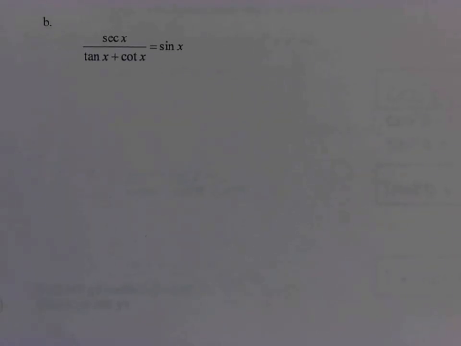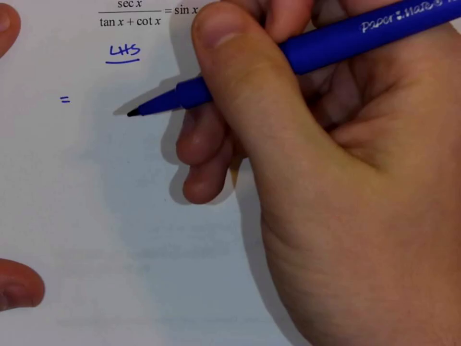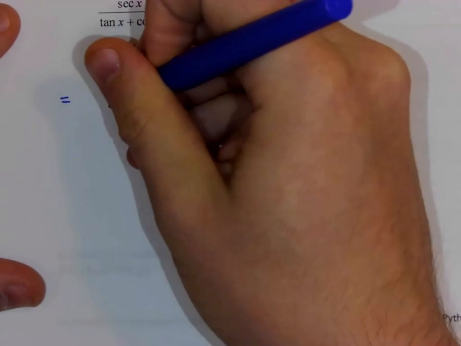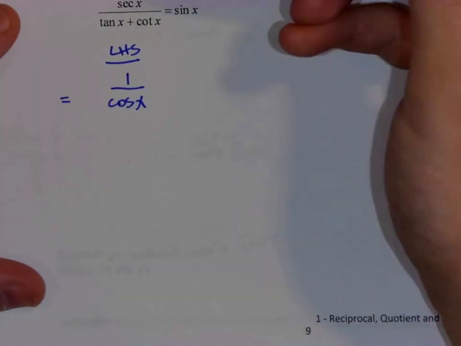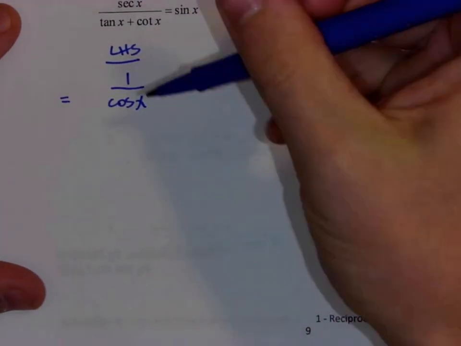So this is secant over tan x plus cotan x equals sine x. I want to use the same concept that it's better to do everything in terms of sine and cosine, and then that way we only have two functions to look at. So on the left-hand side, I'm going to change everything right away into terms of sine and cosine. So secant is 1 over cos x. Quick note, if it's in terms of x, I have to keep it in terms of x, so you'll notice I didn't write theta in that case.